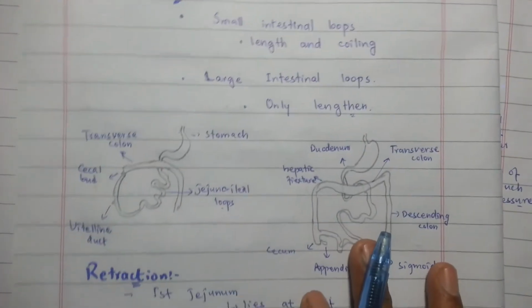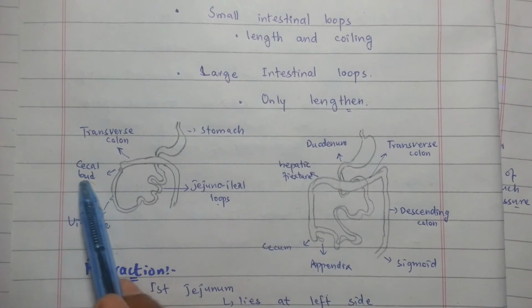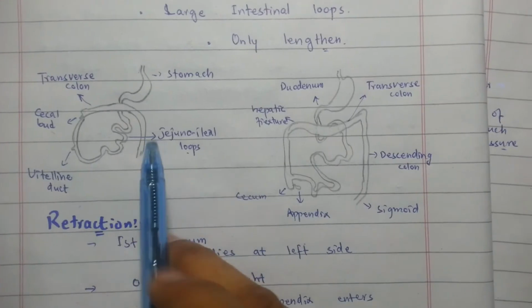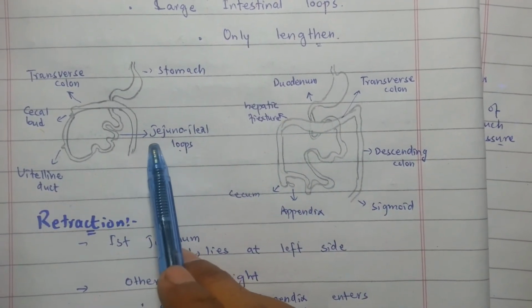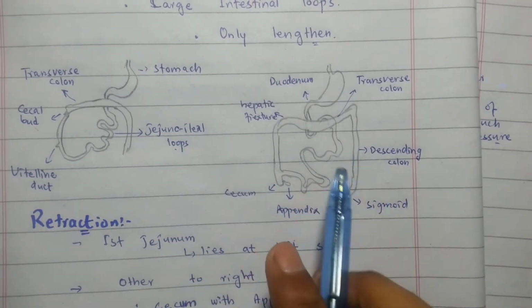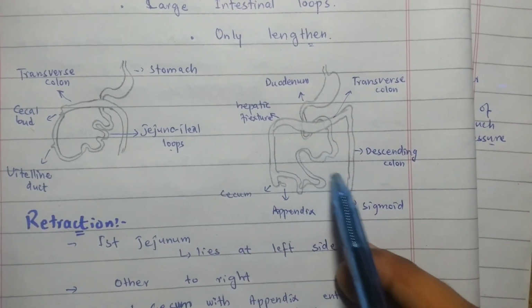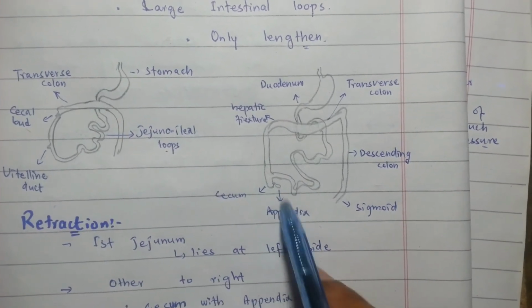And in this way, you can see this is the vitelline duct, this is the cecal bud, and this represents the stomach. And these are the jejunoileal loops, which then form the jejunum and ileum. This is the duodenum, and the transverse colon. You can see this is the cecum part, and this one is the appendix.